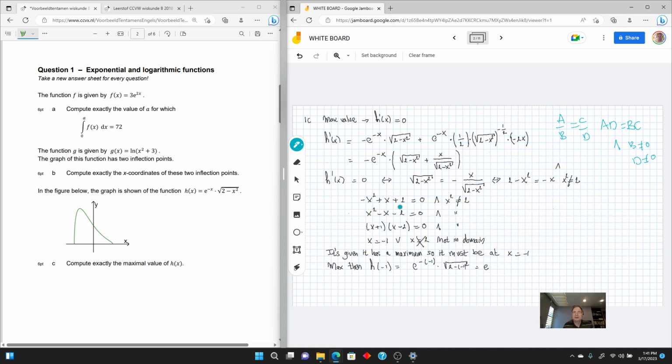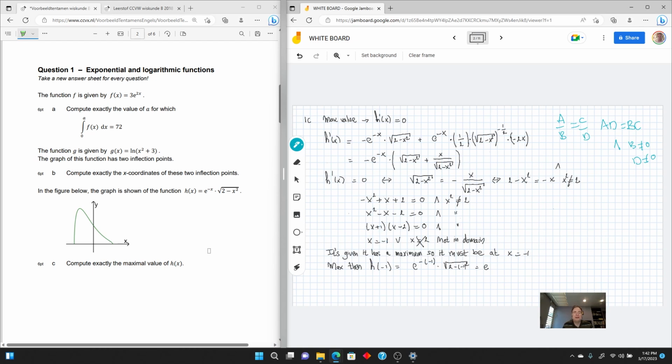We get, after some manipulation, a quadratic equation, x squared minus x minus 2 is 0, which we can factorize. And then we find either x is minus 1 or 2, but 2 is not in the domain of function h, so we eliminate that. And again, we found that the derivative is 0 at x is -1.